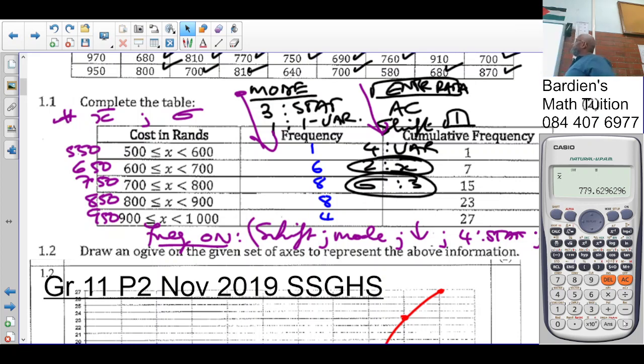So the mean of the group data is 779.63. And your standard deviation: shift 1, 4 for variance, 3 for standard deviation. 108.23.